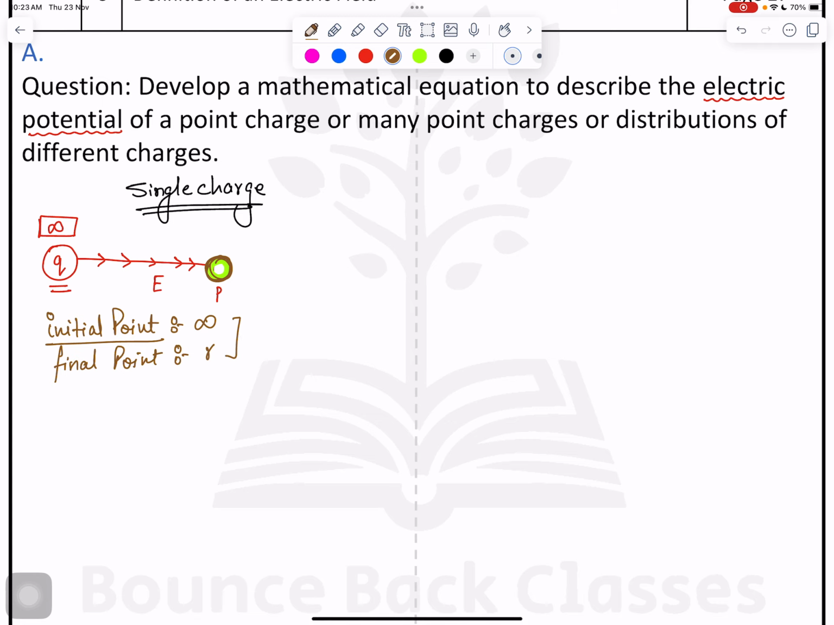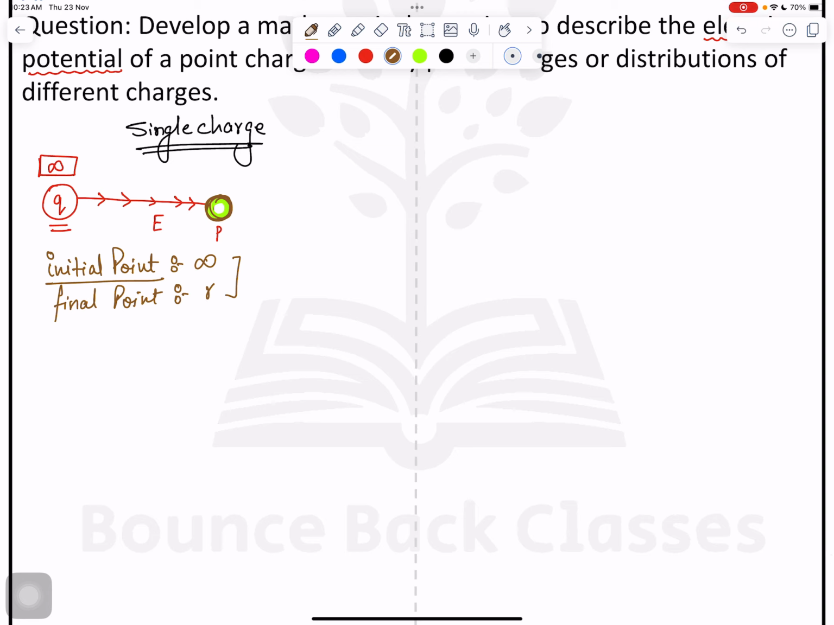Clear? Okay, now as per the definition, we have the equation V equals negative integration. What is the initial? Infinity. What is the final? r. And we have the equation E dot ds, or you can say, better, instead of ds you can write dr for better understanding. Now we have a dot product. So we know a dot b is equal to a b cos theta.